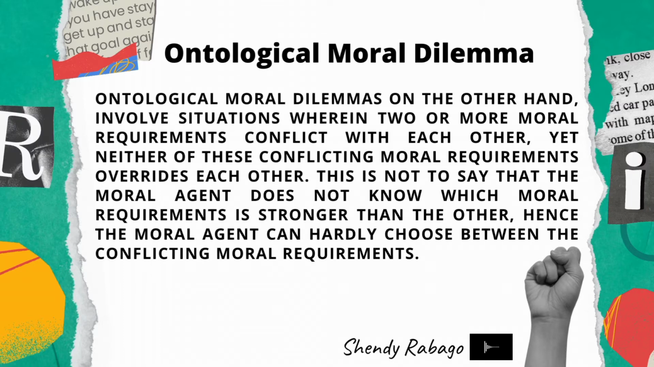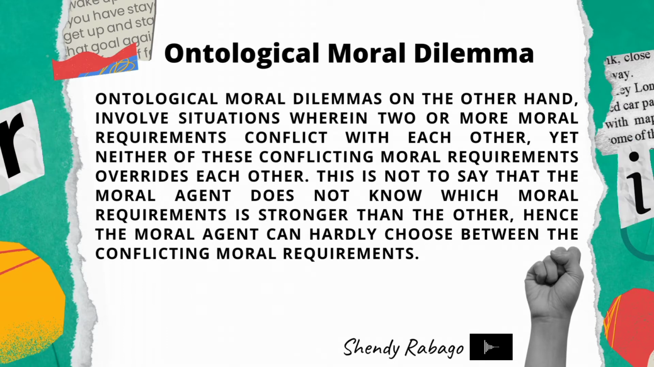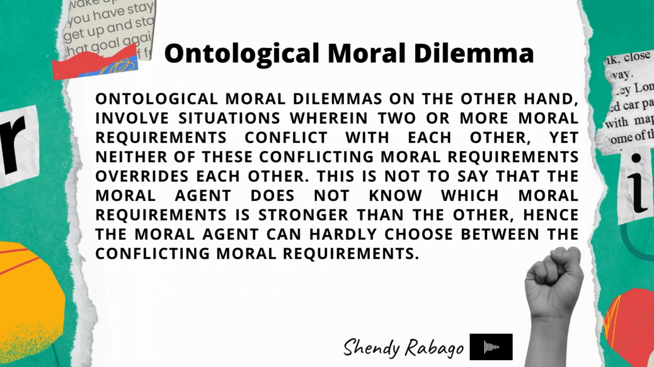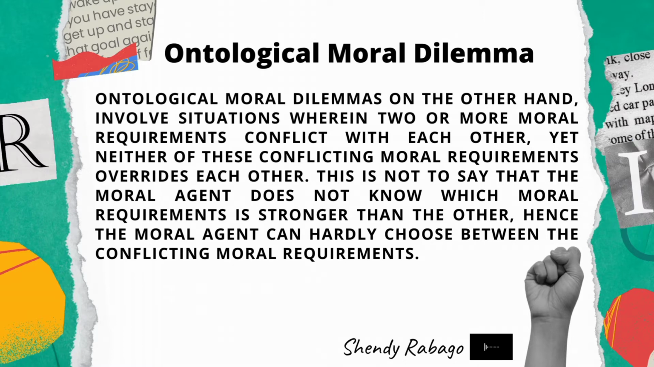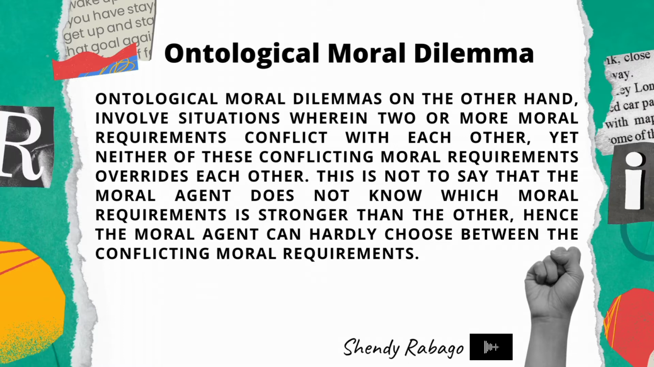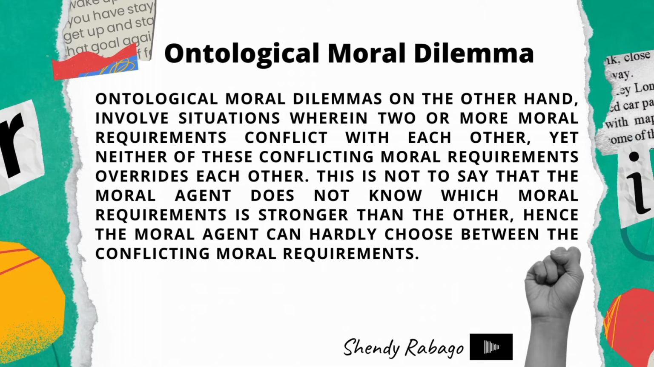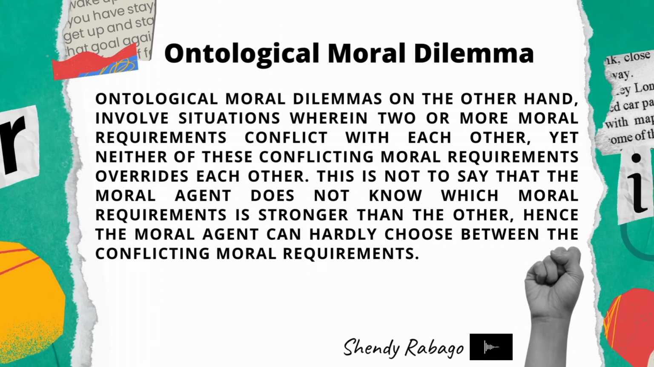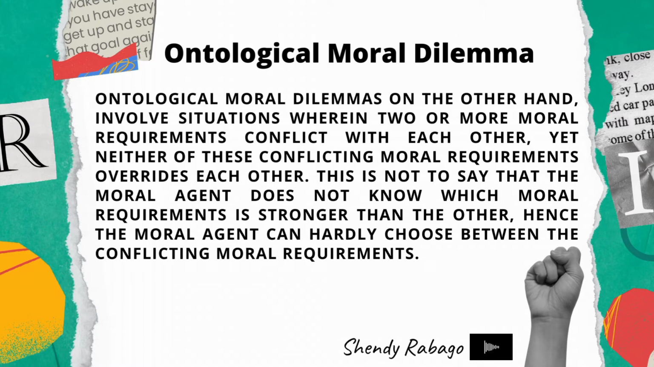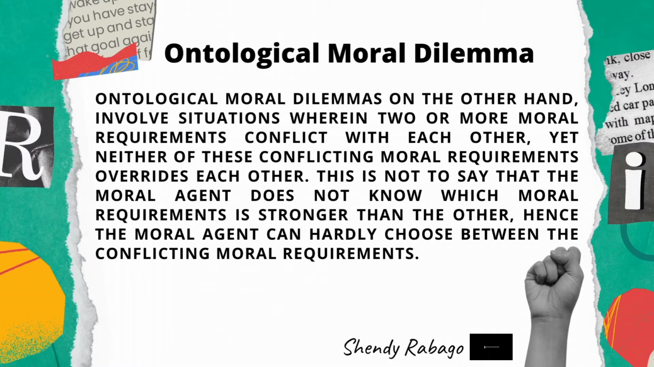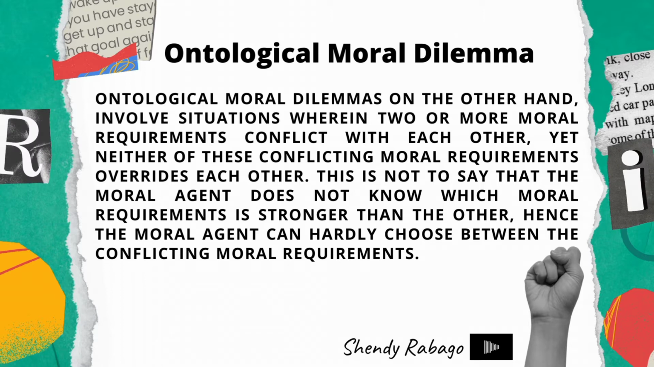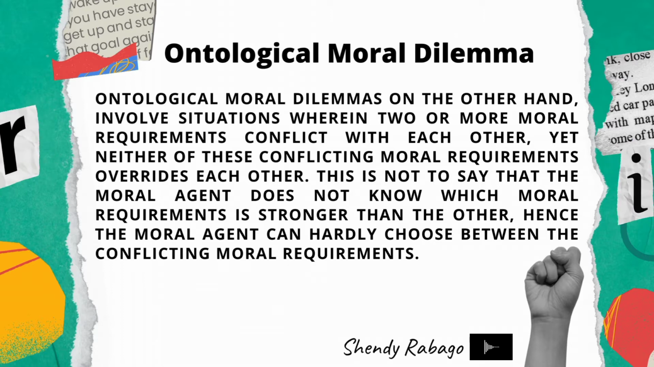Next is the ontological moral dilemma. On the other hand, it involves situations wherein two or more moral requirements conflict with each other, yet neither of these conflicting moral requirements overrides the other. This is not to say that the moral agent does not know which moral requirement is stronger than the other. Hence, the moral agent can hardly choose between the conflicting moral requirements.